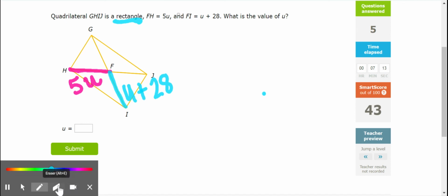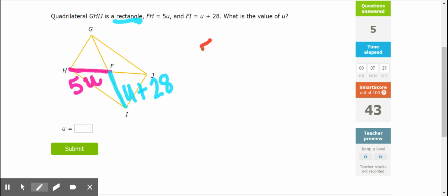So we just did a problem like this. We know that the diagonals in rectangles are congruent, right? So that means that these little parts of their diagonals are also going to be congruent. So I just need to set these two expressions equal to each other. So 5U, that's this pink one, is equal to U plus 28. Those should be the same.